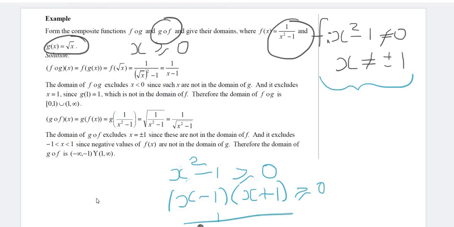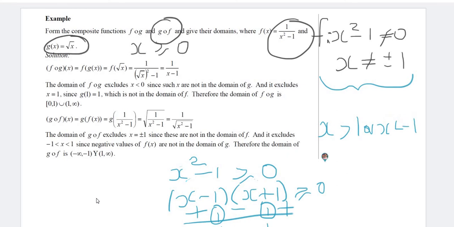And then we have minus 1 here and we have 1 here. But remember, x cannot be plus or minus 1. That we already know, so we're not going to include them here. So we have positive, negative, positive. Therefore, x must be greater than 1, because we need to find the positive ones, greater than 0 is positive, or x must be less than minus 1.